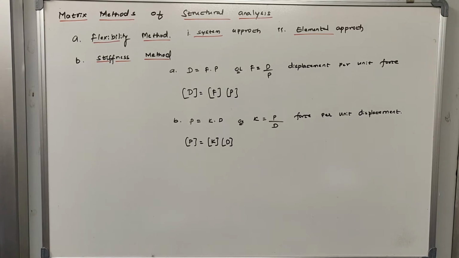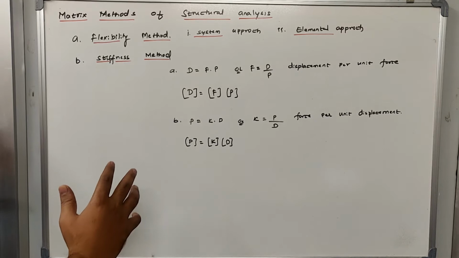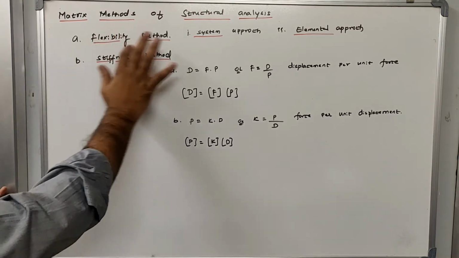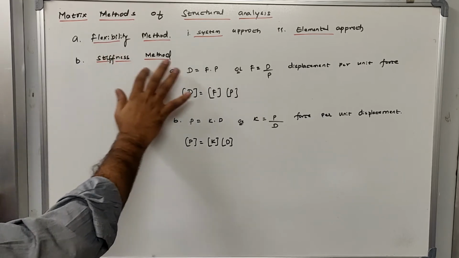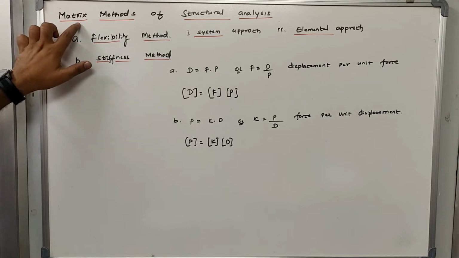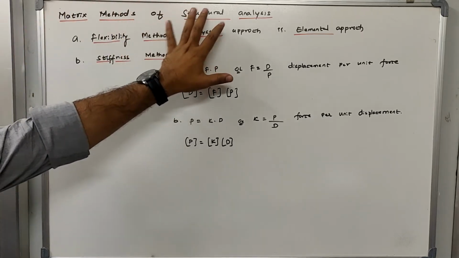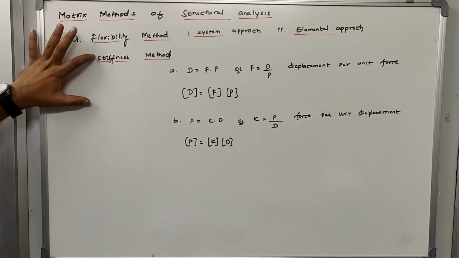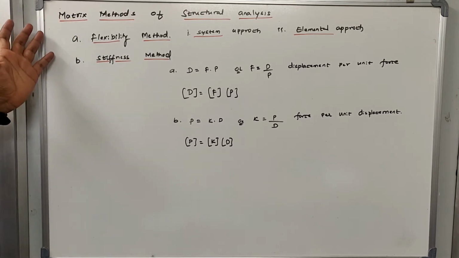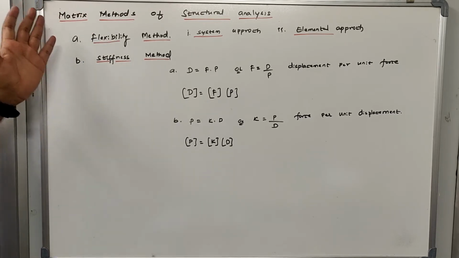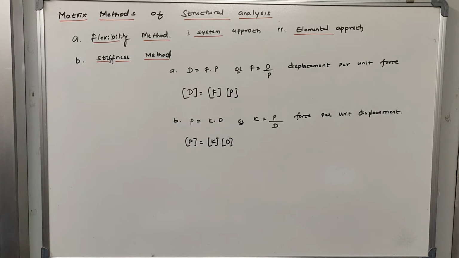The next two modules that you are going to study are basically on these two methods. The fourth module will be on the flexibility method and the fifth module is on the stiffness method. Using these two methods we use the matrix to analyze any given structure. Both the stiffness method and the flexibility method are matrix methods, and in these two methods we have another two approaches.